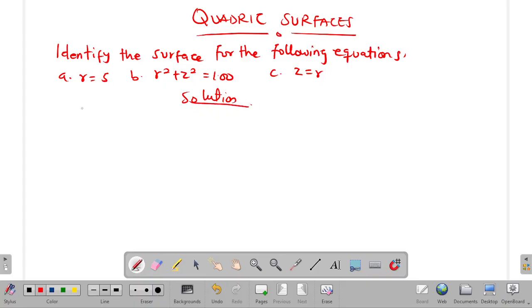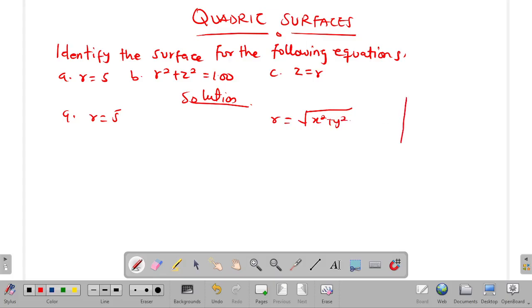Okay, so for the first one, r is equal to 5. What surface is r equal to 5? To identify this quadric surface, remember that this is a polar coordinate. r is a polar coordinate, and r represents the square root of x squared plus y squared.